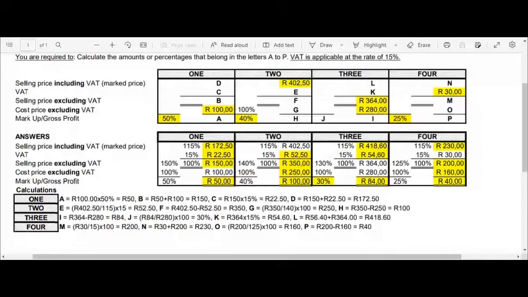Okay, and then to calculate the P, that is very easy. So we can simply take the 200 rand that we've calculated as M. You've already now calculated O as being, what did we calculate that? As 160. So we can just deduct the one from the other, right? So the 200 less the 160 will give us the gross profit.